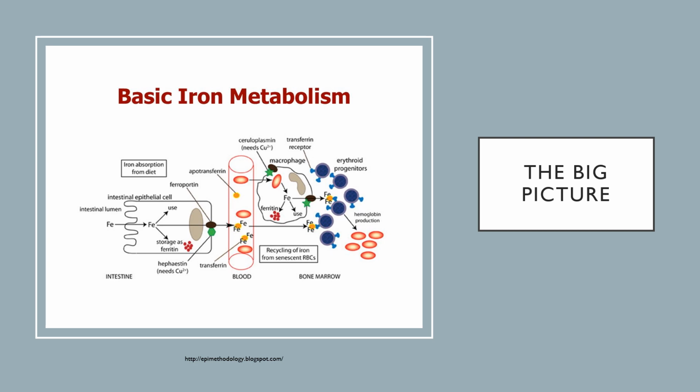So let's take a moment to step back and look at the big picture. How do iron and copper fit together? What does this metabolism look like on a larger scale? When you ingest iron, it goes through your intestinal wall into what are called epithelial cells or enterocytes. From there, the iron is going to be used directly by those cells, stored as ferritin, or put out into the bloodstream, the circulatory system.